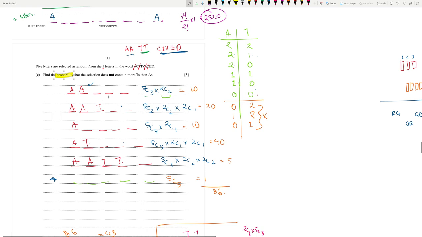So what's the difference over here? Obviously from CIVED, we're going to put 3 letters over here. So it's going to be 5C3. However, we are going to take these A's into consideration. What does that mean? Since I've selected 2 A's, it's going to be 2C2. And here, it's going to be 5C2 for CIVED. And here, I've picked 2 A's out of 2 and 1 T out of 2 T's. So that's 2C1. And here I've picked 1A out of 2A's. That's why it's 2C1 and 5C4 over here.